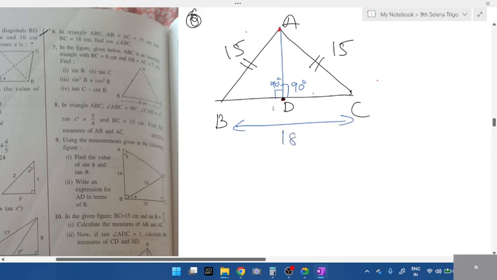So remember this. In an isosceles triangle, if you draw a line AD perpendicular, this BD will be equal to DC. If BD is 9, DC also will be 9 centimeter. What's the question we need to find, students? Cos ABC. Don't get confused. The answer is cos B.